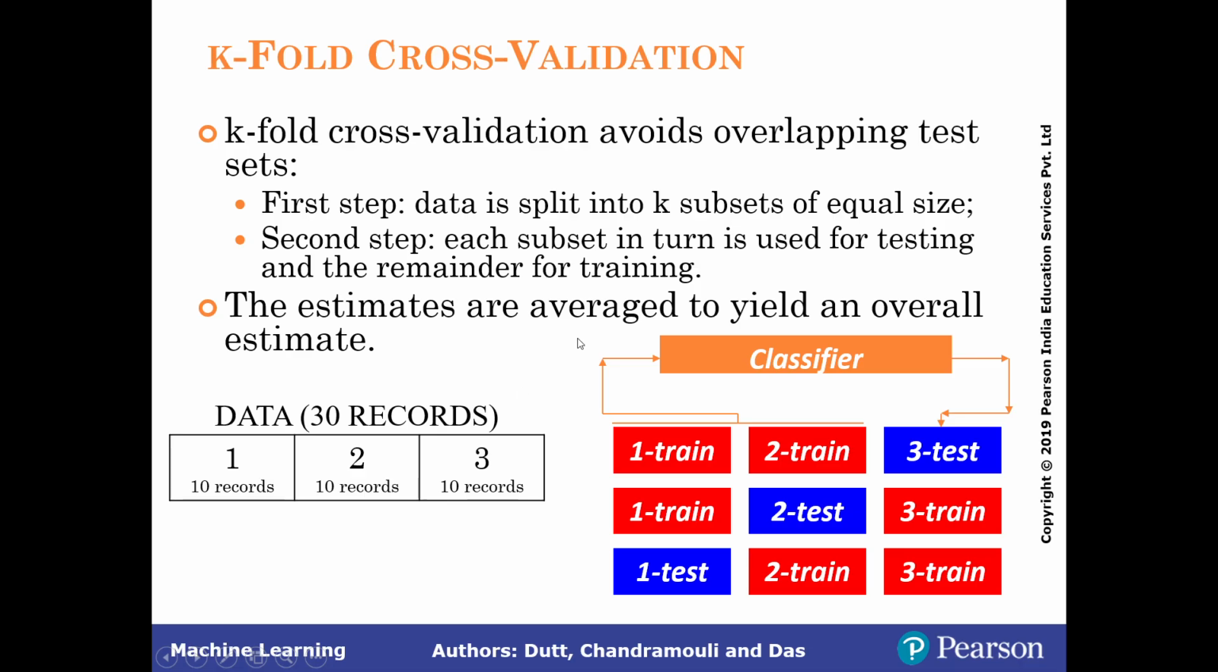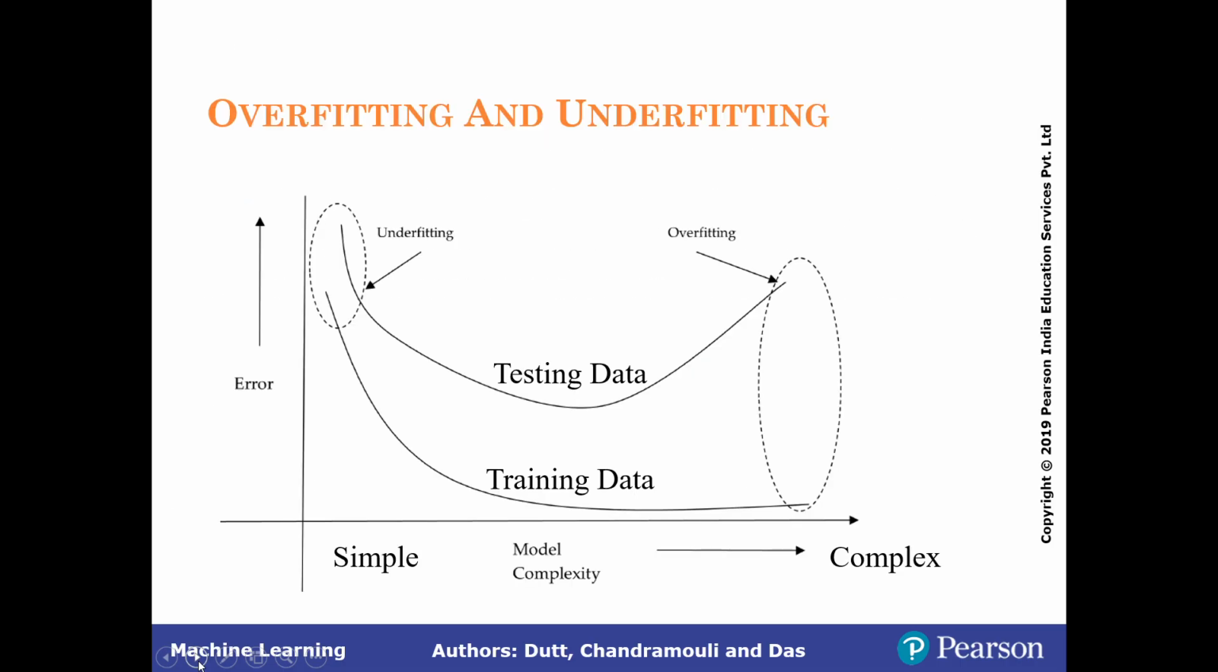K-fold cross validation is nothing but, instead of overlapping different training and testing sets, we use multiple layers. Those layers are called folds. So the number of layers or folds is nothing but k. That's the reason it is called k-fold cross validation. Here you can see data is split into k subsets, and individually you are going to perform training and testing on them. That's the meaning here.